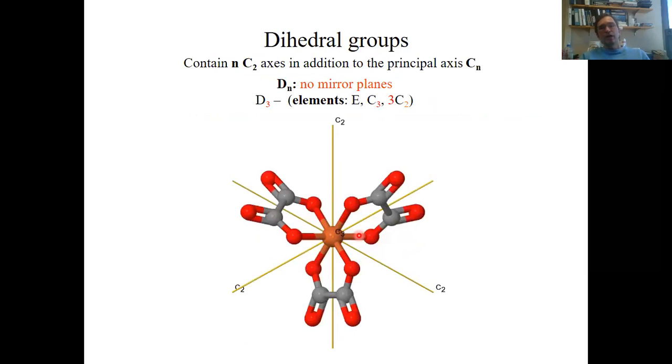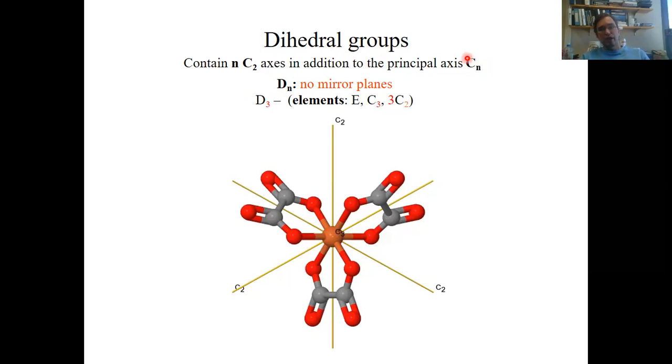Okay, so now we have discussed all the rotational groups. Now let us look at dihedral groups. So the rotational groups have a Schoenflies symbol that starts with the capital letter C. The dihedral groups start with the capital letter D. So what is the difference between a rotational group and a dihedral group? When we have a dihedral group, then we also have one principal axis.